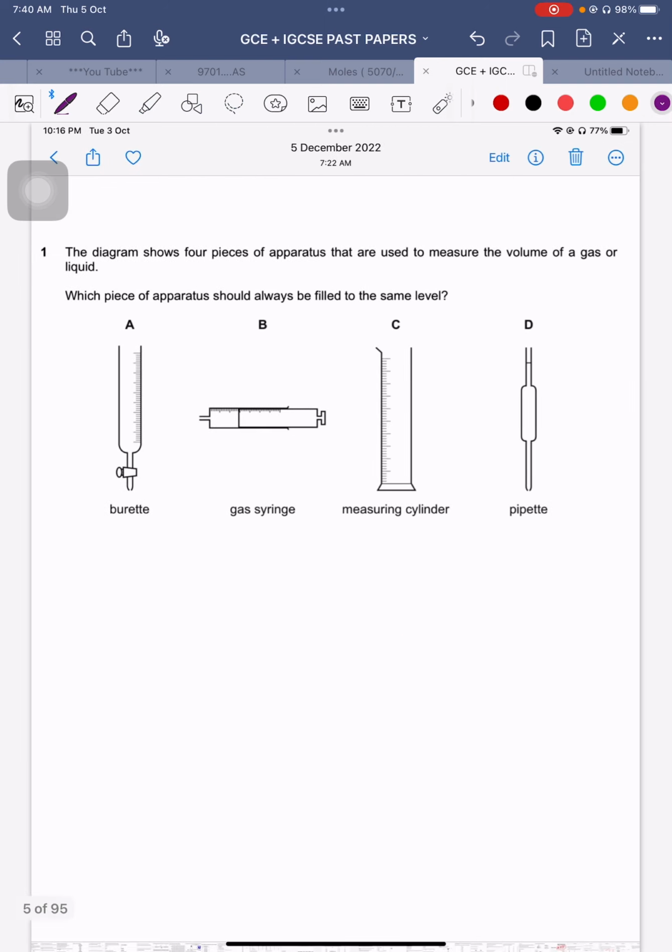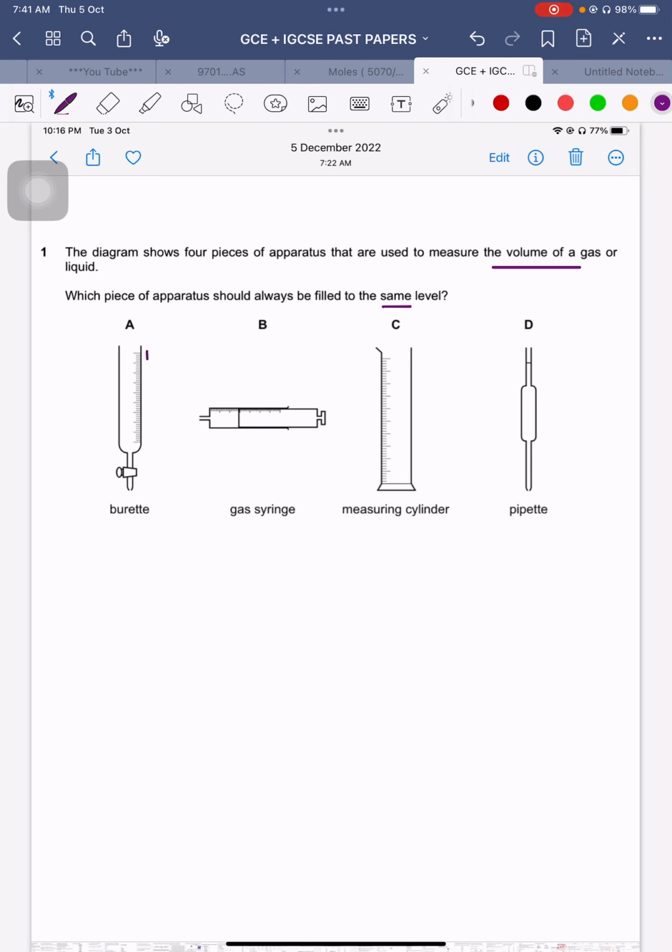Then the diagram shows four pieces of apparatus that are used to measure the volume of a gas or a liquid. Which pieces of apparatus should always be filled to the same level? Please look into the question very carefully and find out the keyword which is leading you towards the right answer. So they are asking same level.